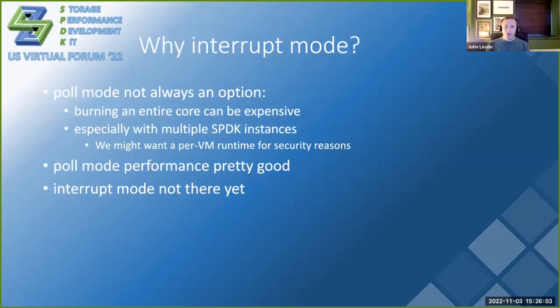So why would we choose to run in interrupt mode rather than polling mode? Well, there's a few different reasons. For example, it can be the case that you don't necessarily want to burn at least one CPU core all the time. Even with a CPU frequency governor, that's still going to potentially lead to wasted CPU cycles. This is especially true in a configuration where we have more than one SPDK instance. For example, we may want one SPDK runtime per VM. And in that case, it doesn't really make sense for all of those SPDK instances to be polling all the time.